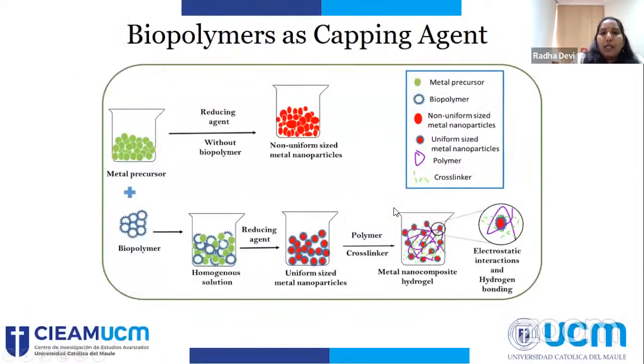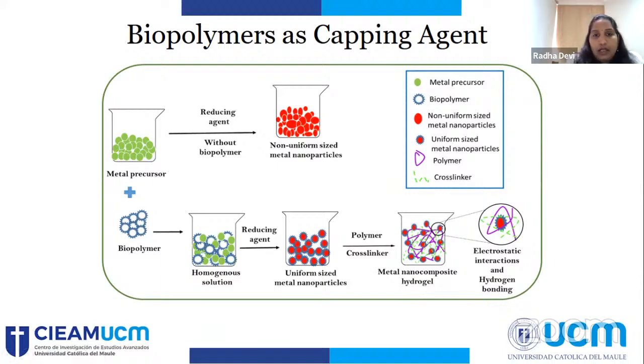In the other work, we also used different biopolymers as a capping agent, as you can see here in this scheme. When we are using metal precursors without any reducing agent or without any biopolymers, the final nanoparticles obtained have a non-uniform size. But when you are using biopolymers as a capping agent, we will get nanoparticles with a uniform particle size. And these nanoparticles can be incorporated into the hydrogels to create the metal nanocomposite hydrogels.